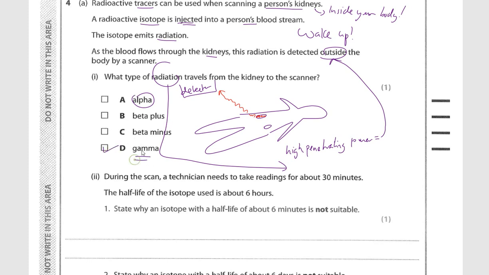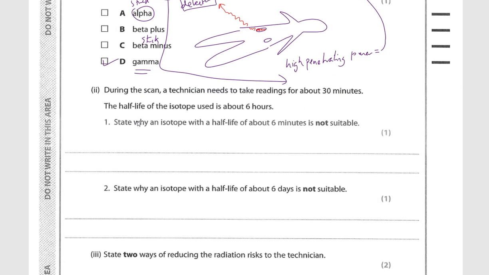The only option is going to be gamma radiation in this particular case, because gamma has the highest penetrating power, so it's going to go through. Alpha is going to be stuck in. Even beta minus, the electrons, can be stuck in the body, and they are going to be dangerous if they get stuck in the body. Now this one was fine, so why is it not so?